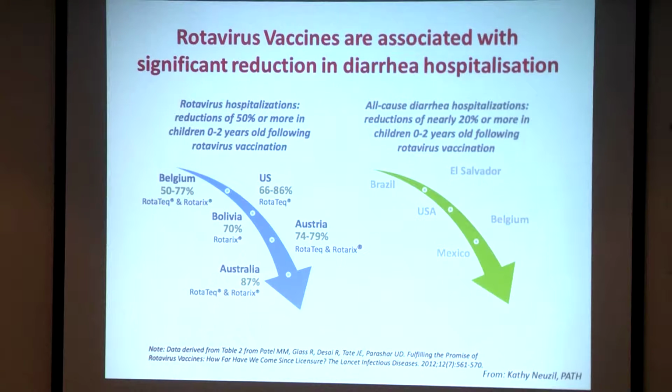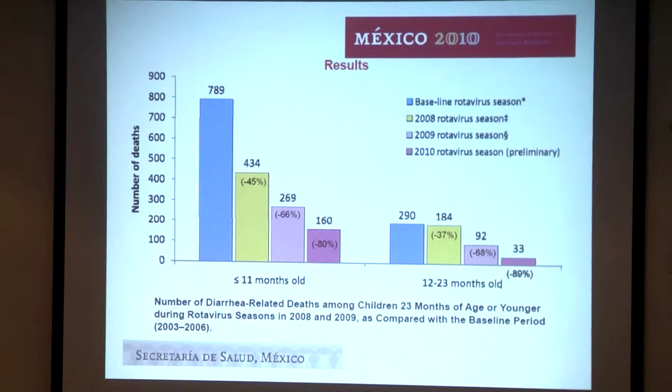In addition, there has been a reduction in all-cause diarrhoea seen in many hospitals, and we can speculate why that might be so. There is emerging data coming from a number of countries who have introduced rotavirus vaccines over the last 5 years, of a reduction in deaths from all-cause gastroenteritis. This is some data from Mexico showing reduction in all-cause diarrhoea deaths in children less than 12 months of age, or less than or equal to 11 months of age.